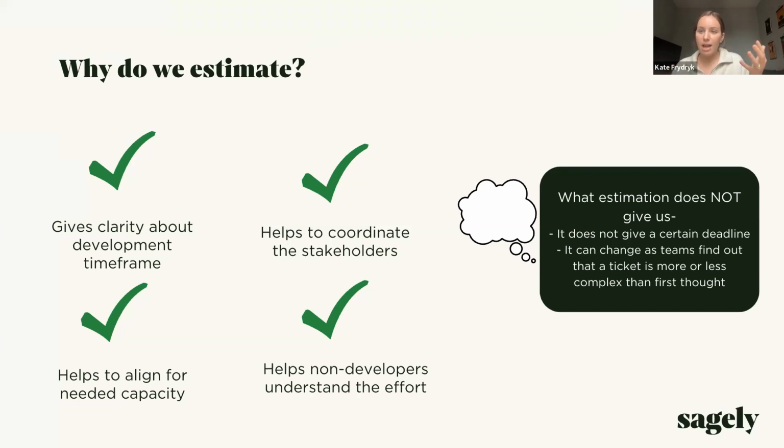And having estimations helps to coordinate, because in a corporation they'll have product marketing managers or people that work in customer success that will help work with our customers to say, hey, we have these new features available. So having some type of estimate will help them to understand what their timeline will be to start working on those things. It also helps to align for needed capacity.